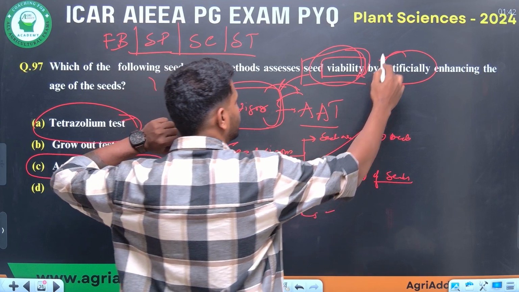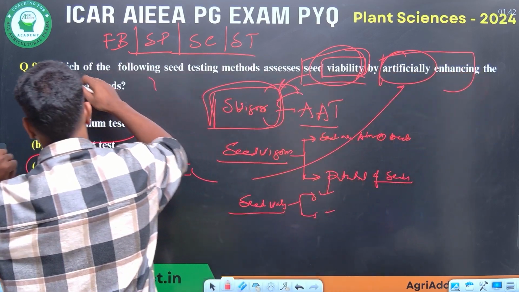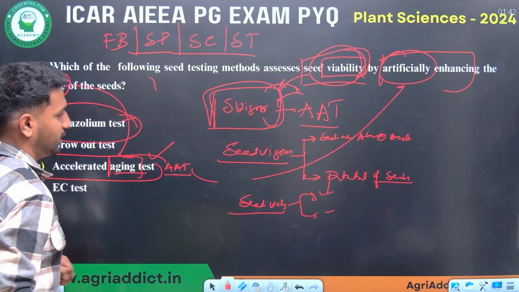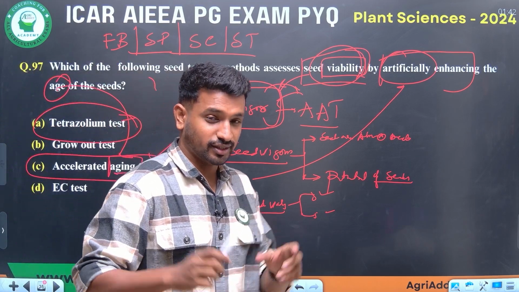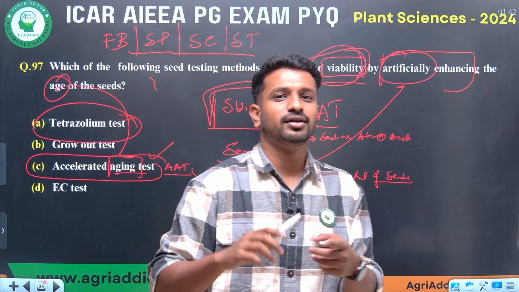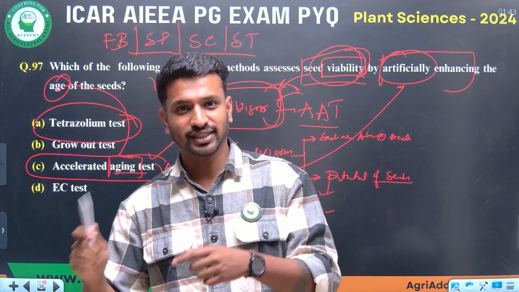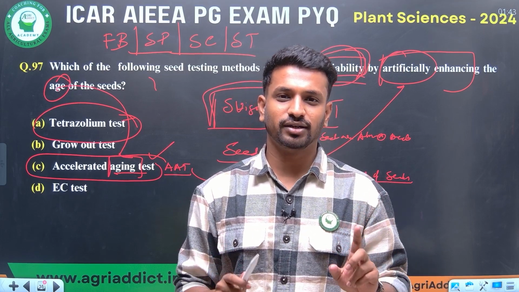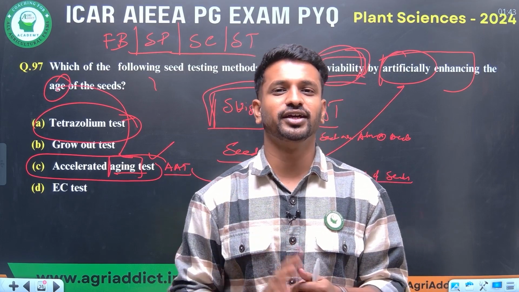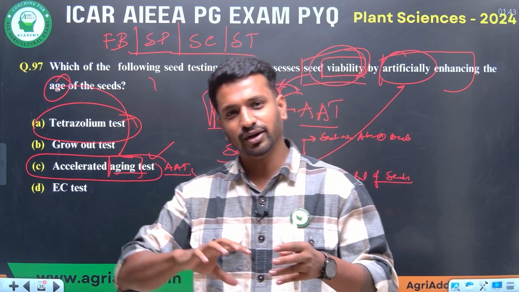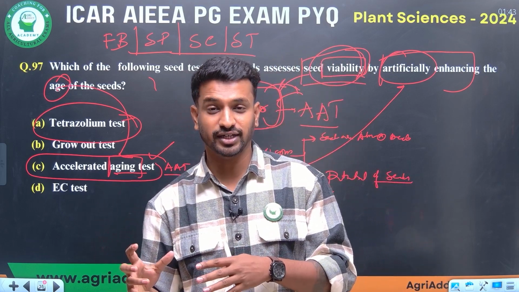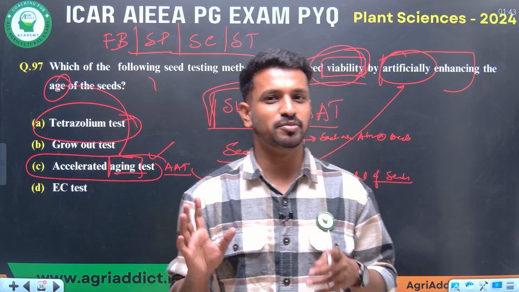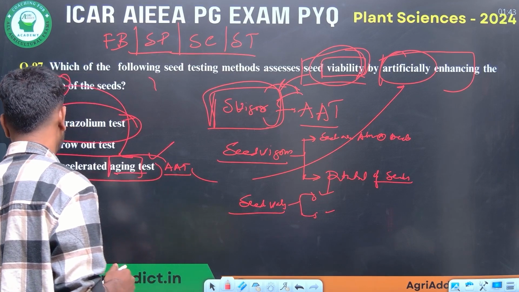And whenever you see this artificially enhancing the aging, as you can correctly correlate here, this is the answer: accelerated aging test. Remember the phrase that all vigorous seeds will be viable, but not all viable seeds will be vigorous. The viability will not exactly reflect the vigor of the seed, but if the seed is vigorous, that means it is viable for sure. Remember this context. That will give you a good idea.